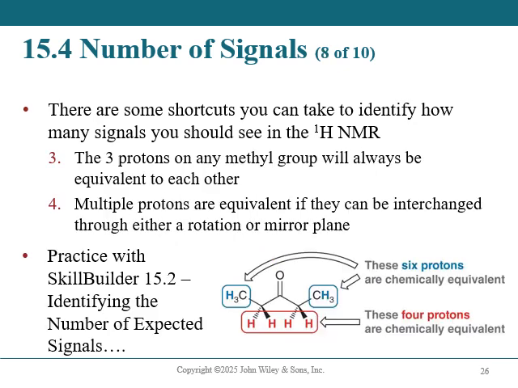The 3 protons on any methyl group will always be equivalent to each other. Multiple protons are equivalent if they can be interchanged through either rotation or a mirror plane. So in this case, if you look at this plane right here, this side is actually equivalent to this side right here. You see this methyl group, and then the 2 protons. So the red ones are equivalent to each other, the blue ones are also equivalent to each other. These 2 should generate just the 1 signal, and then those 6 on top should definitely be generating another signal.